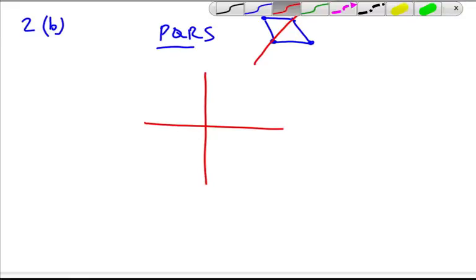Here are my axes. 4, -2 is down here. 6, -5 is even further down. So this is 4, -2, and 6, -5, and that's P, and that's Q, and then R's over here somewhere, 12, -3, which is about there. P, Q, R, in that order.